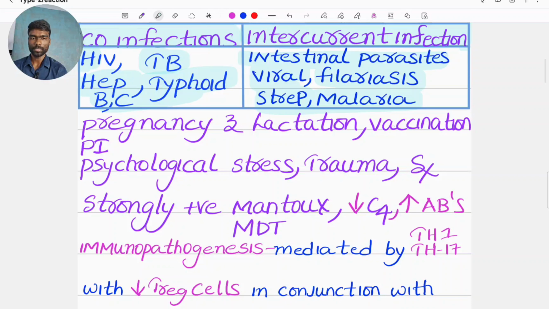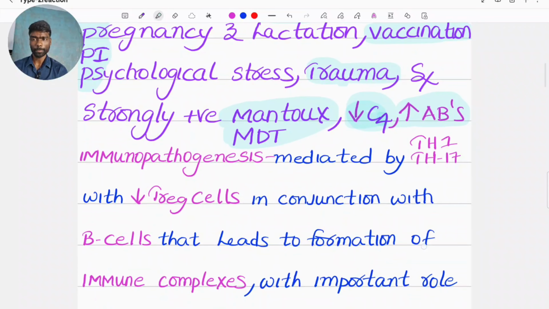Pregnancy and lactation, vaccination, ingestion of potassium iodide, psychological stress, trauma, surgical intervention, strongly positive Mantoux test, multi-drug therapy. In these conditions, immunity increases. A strongly positive Mantoux indicates strong immunity, reduction in complement C4 and increase in antibodies against leprosy. All these are triggers or risk factors for type 2 reaction.